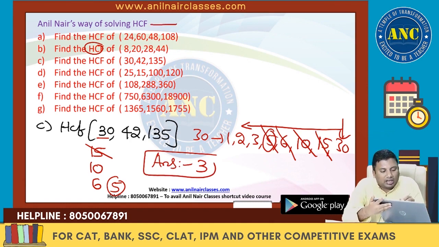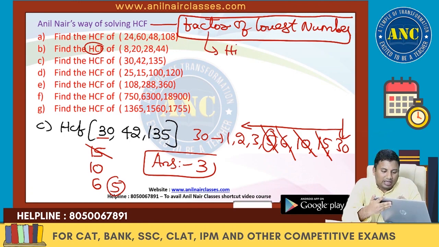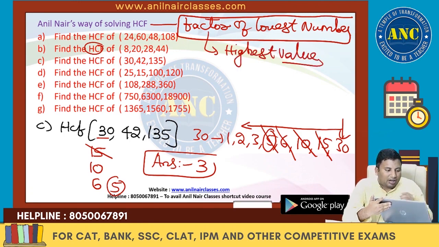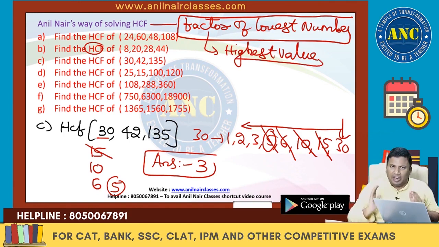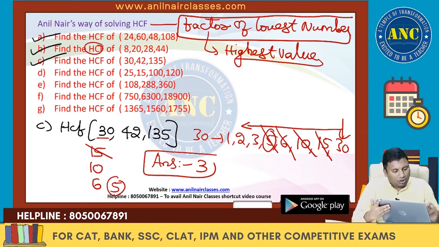What is the logic that we are using? HCF can be determined as a factor of the lowest number. The factor should be the highest value. A very beautiful conceptual way of solving every problem in aptitude. 30, 42, 135. First over, second over, third over. Fourth one.